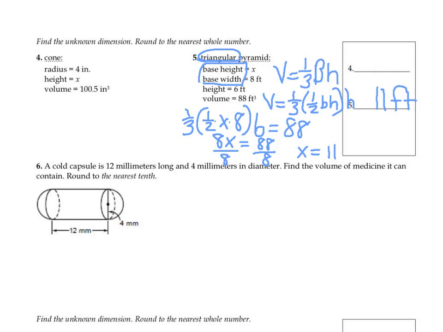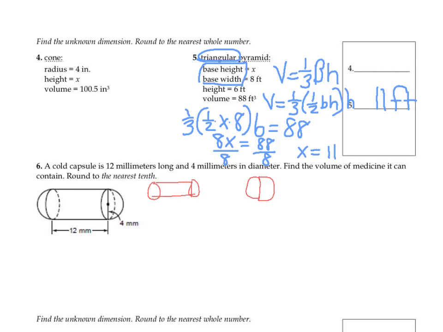Okay, looking at number 6. Question number 6 says a cold capsule is 12 millimeters long and 4 millimeters in diameter. Find the volume of the medicine it can contain. So I have two shapes here. I have my cylinder, and then I have two half spheres.